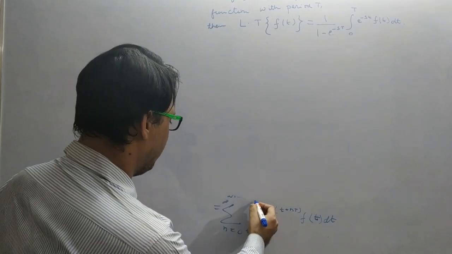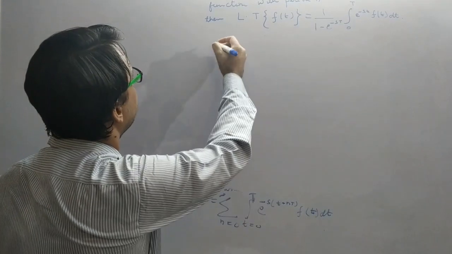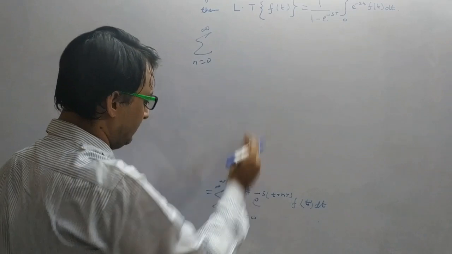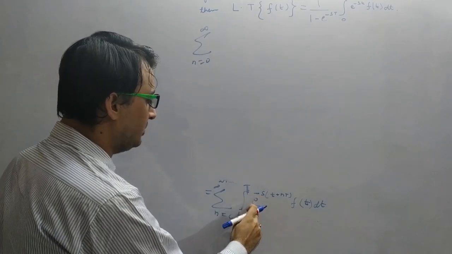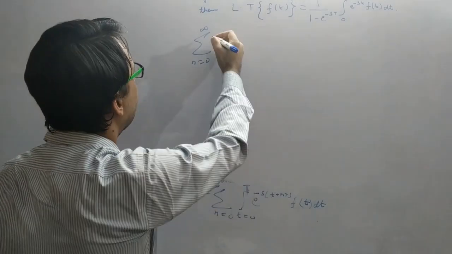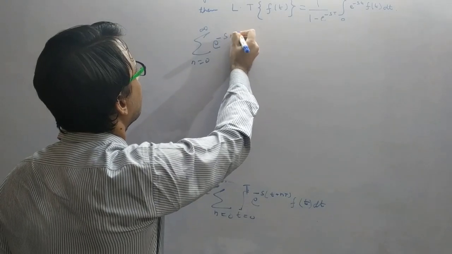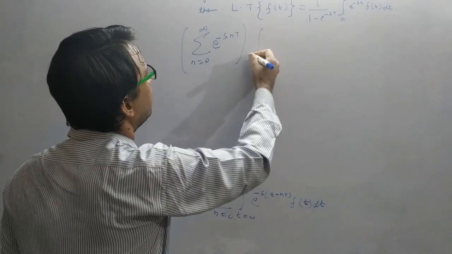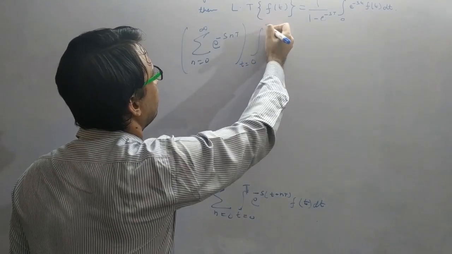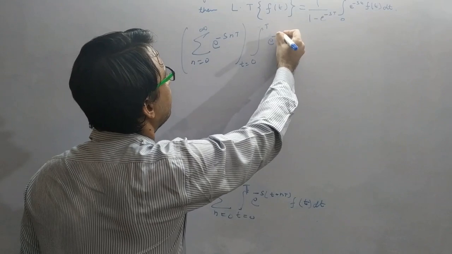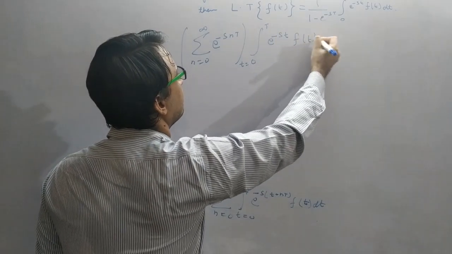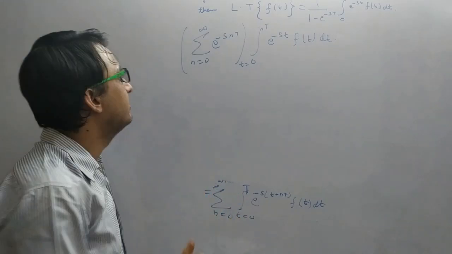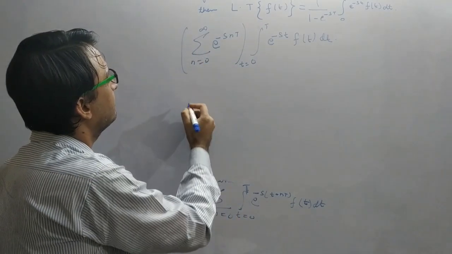And copy the integrals. So this integral is the sum from n equals 0 to infinity. If we take e to the power minus s capital T outside and put it into this block and take it as 1, the second integral is 0 to capital T, e to the power minus st f(t) dt. Now we have studied, if we try to break this one, what does it become?